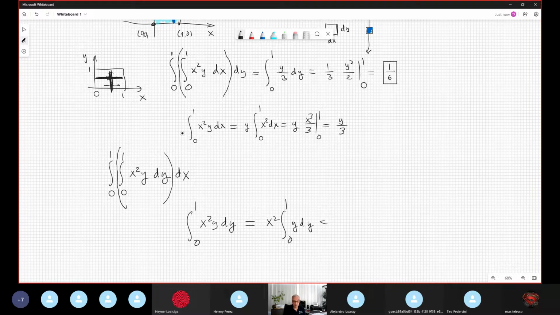An antiderivative is y squared over 2. Evaluate between 0 and 1. Of course, you evaluate y. This is obvious. It's obvious that it's x squared over 2, right?